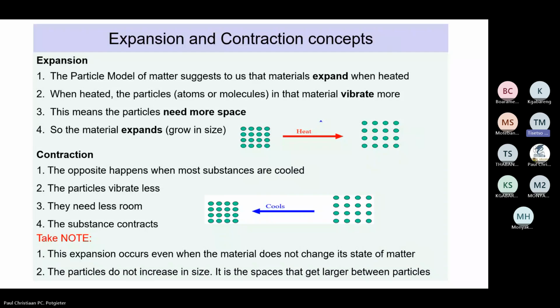As you will see here, I've just given you an example of particles. There are about 16 particles on the left-hand side of that red arrow, and then you see on the right-hand side, the particles spread out, meaning the spaces between the particles are becoming larger as you heat a material.